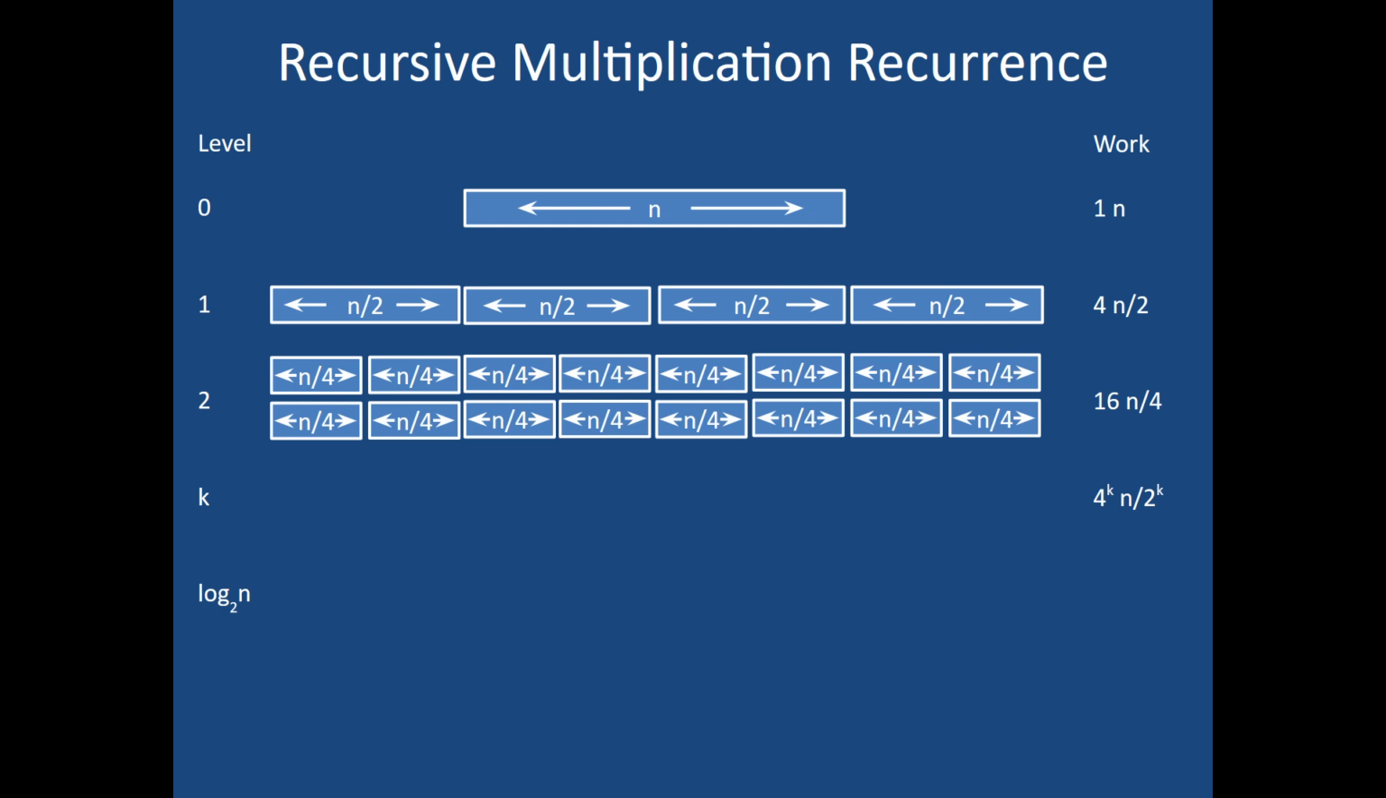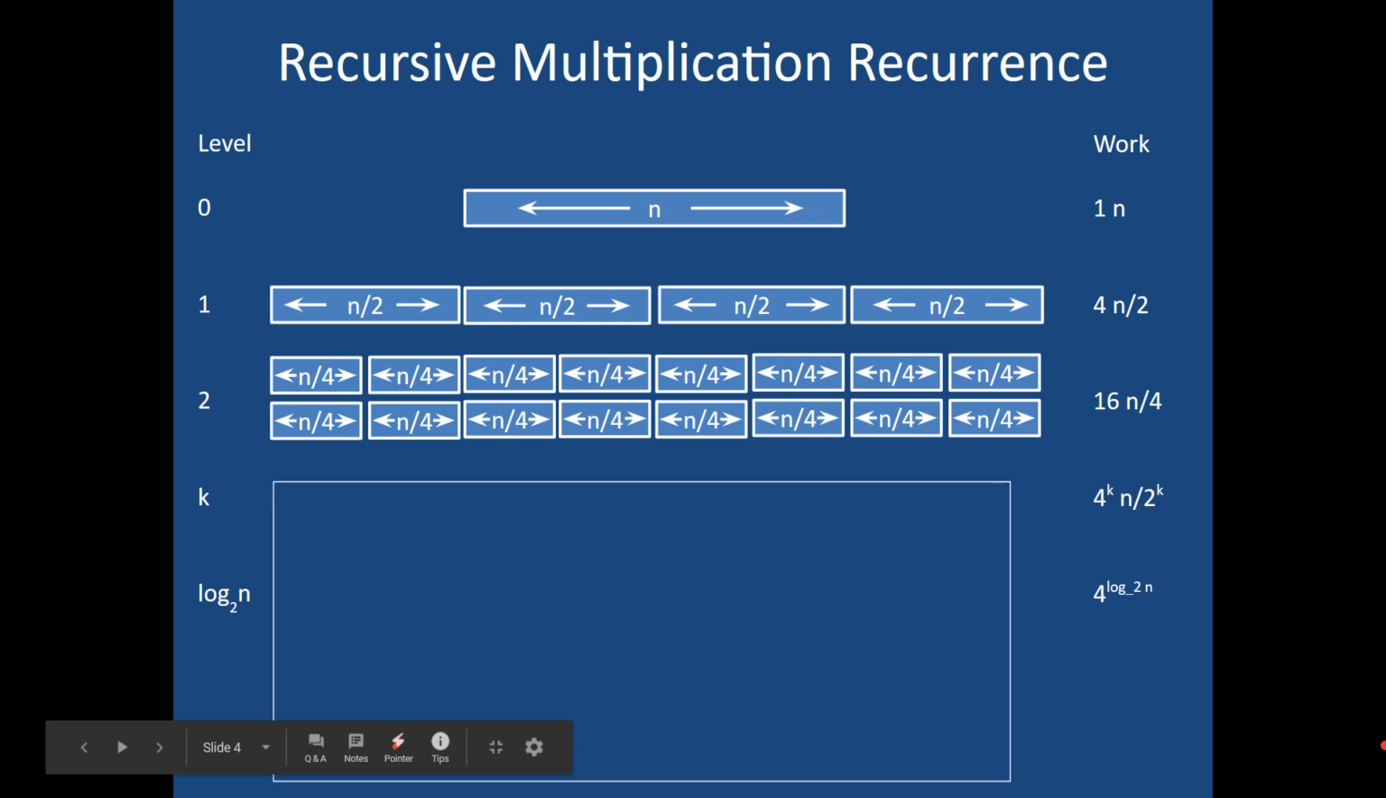How many base cases are there? How many times do we hit the base case in this recursion tree? Let's see. Yeah, 4 to the power log 2 of n. Now, where that came from is over here. So at level 0, we got 4 to the 0 boxes. At this level, 4 to the 1 boxes, 4 to the 2 boxes. At this level, 4 to the k. So at this level, it will be 4 to that power. 4 to the log base 2 of n.